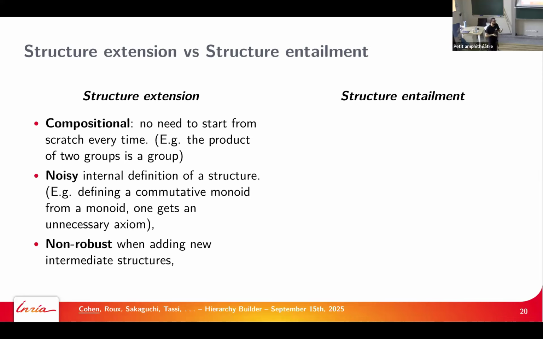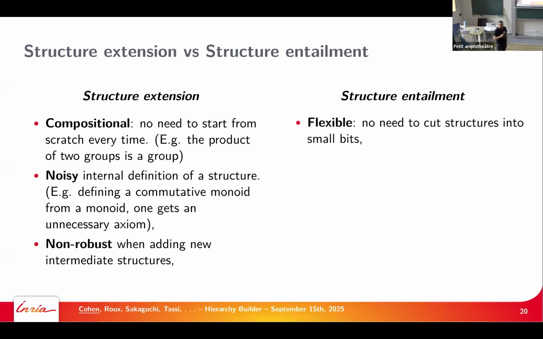I mean, you're not incrementing from, if you define, for example, field from a group and then you introduce rings, you actually don't define field anymore from rings. And so you broke the design you actually implemented. So this is non-robust to change in the code.